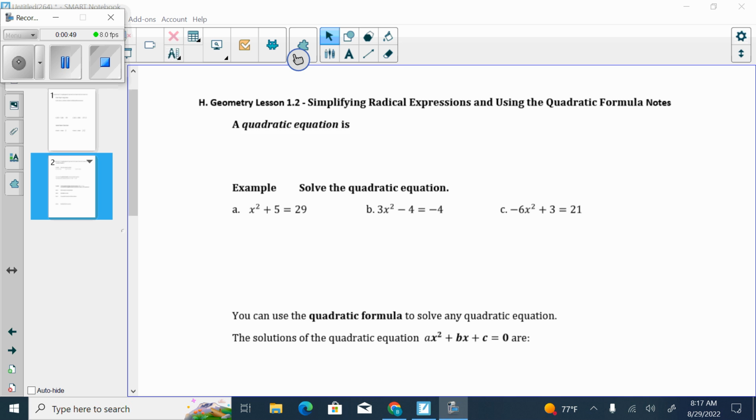What do each one of these have for the first term? A square, right? That's what lets us know it is a quadratic. Otherwise, it would be a linear equation if it didn't have a square with it, okay? So a quadratic equation is an equation that contains a square term.